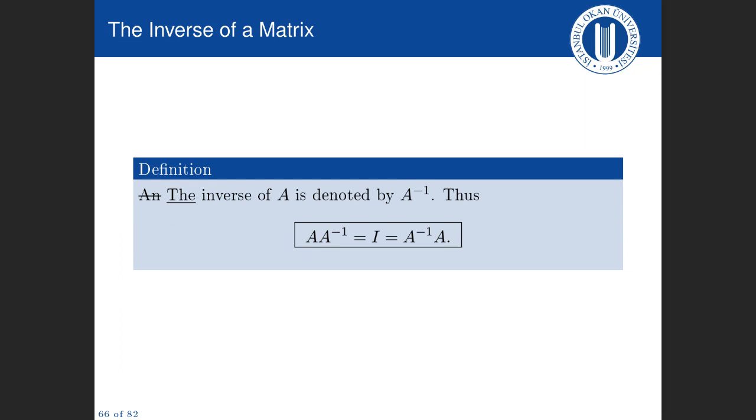So now we can stop talking about an inverse and start talking about the inverse. The inverse of A is denoted by capital A to the power -1. So now our formula for an inverse is A multiplied by A inverse is equal to I is equal to A inverse A.